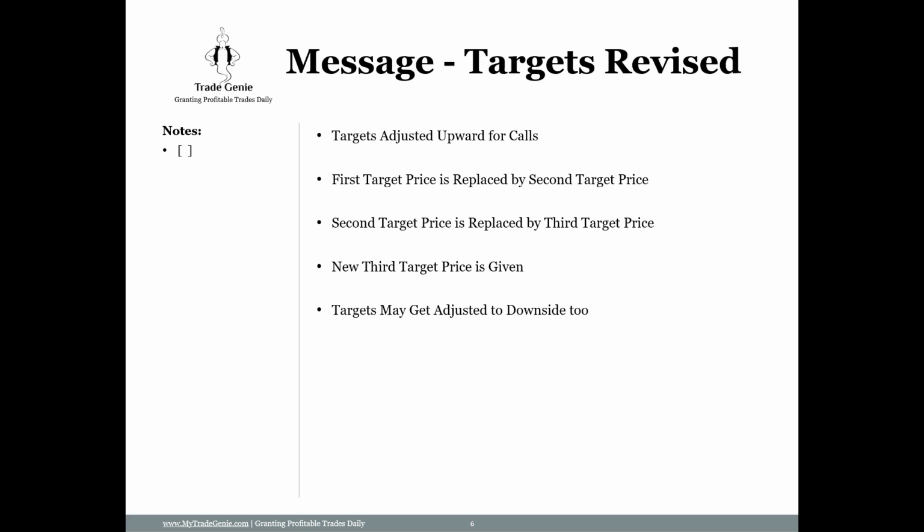So if you have 10 contracts, you sold 2 in the first, 3, 4 on the second, and you're still holding. And now you got the alert, the target revised for the third. So you can manage your trade. So this is just about maximizing the gains. You'll move your target upward. Sometimes the targets are adjusted to the downside. So you cannot be rigid. You have to be flexible in your trading.